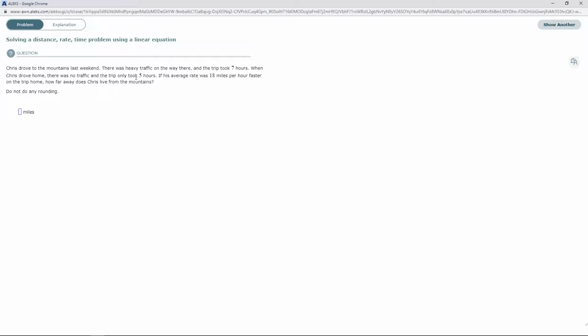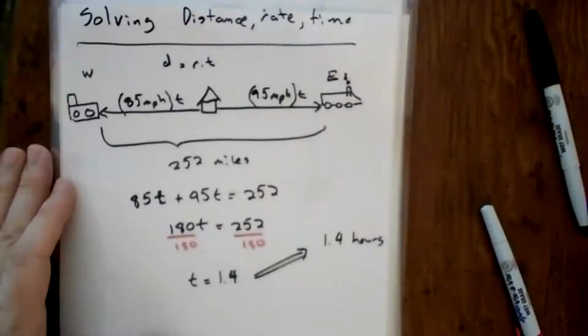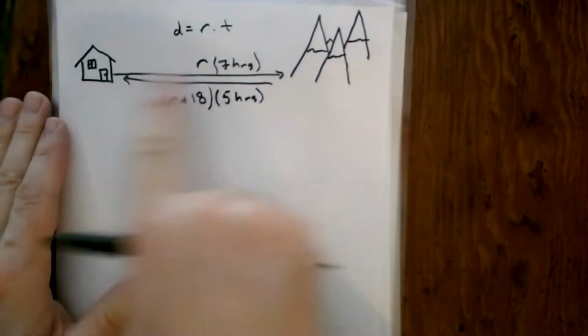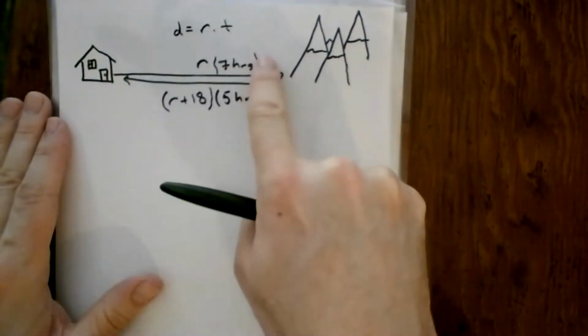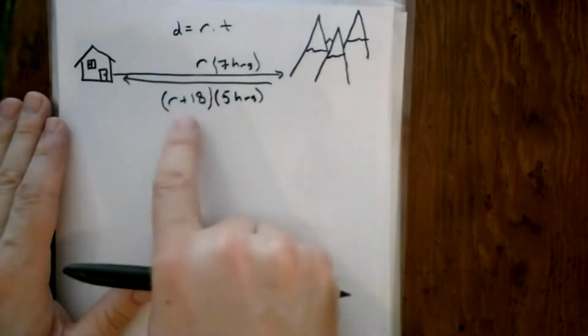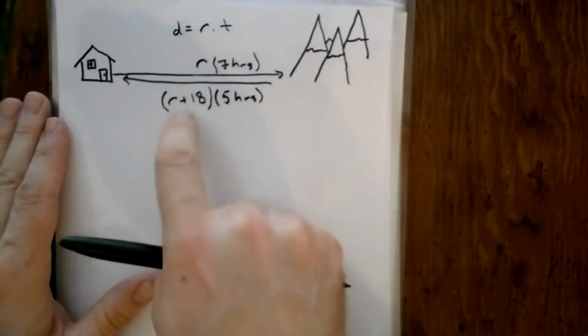So what I'm going to do is say r is equal to my rate on the way there, and the other rate is going to be r plus 18. It's going to be faster. And once again, I like to draw a picture. On the way to the mountains, it was 7 hours, and it was one speed. And on the way back, it was 5 hours, and he was 18 miles per hour faster.